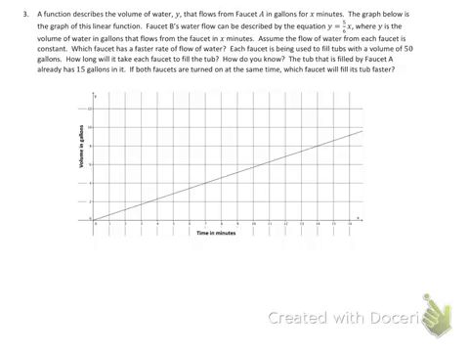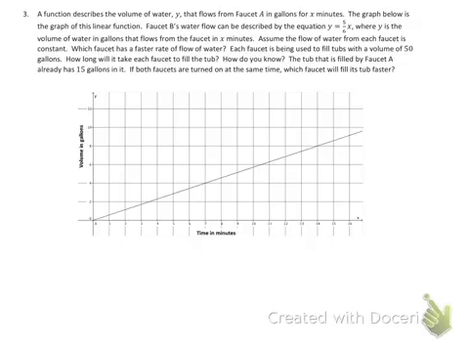Exercise 3 says, a function describes the volume of water, y, that flows from faucet A in gallons for x minutes. The graph below is the graph of this linear function. The x-axis is time in minutes, and the y-axis is volume of water in gallons that flows. Faucet B's water flow can be described by the equation y equals 5/6 x, where y is the volume of water in gallons that flows from the faucet in x minutes. Assume that the flow of water from each faucet is constant. Which faucet has a faster rate of flow of water?